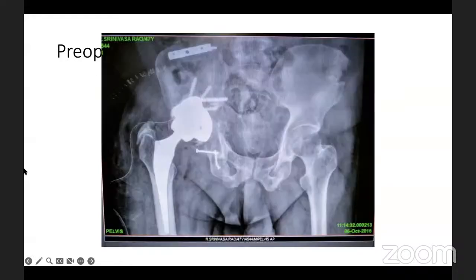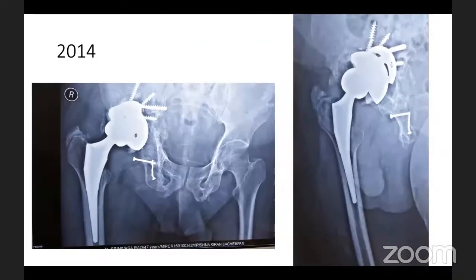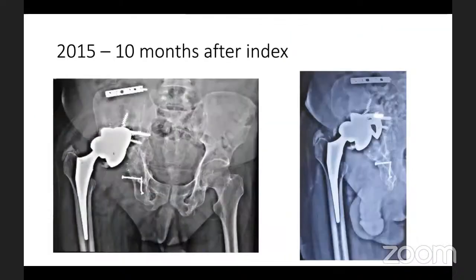After all his inflammatory parameters settled down, we went for hip arthroplasty using an augment and a big cup. Ten months later, he came back with abduction failure of the acetabular construct. As you can clearly see, the acetabular construct was failing in abduction. This is 10 months after the surgery. As you can clearly see, the whole construct has failed in abduction.